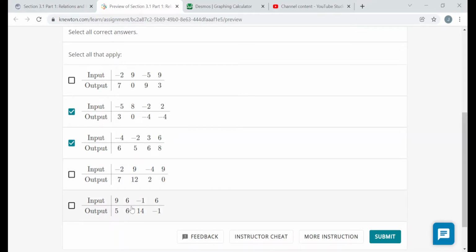And then the same thing for this last option. You see the input of 6 twice. See, the input of 6 goes to two different output elements, and that does not happen in a function. One more time. A function, every input element goes to exactly one output element. Alright, so the only two I've clicked on are the only two functions listed here.